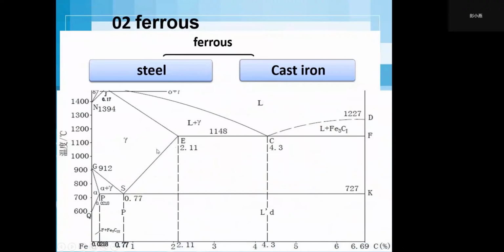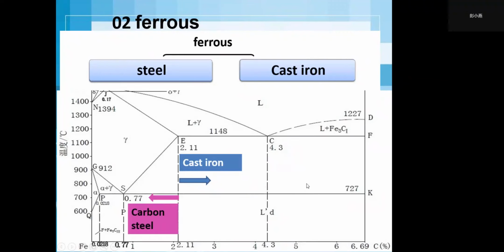Okay. This is the iron carbon phase diagram. Those with a carbon content greater than 2.11% are cast iron, and those with less than 2.11% carbon are steel. In terms of carbon content, the carbon steel is further divided into three classes.